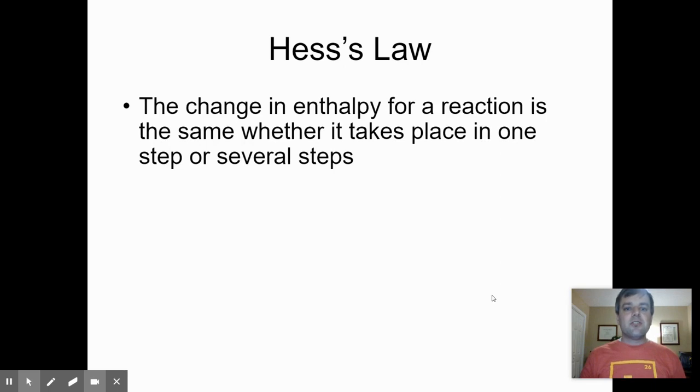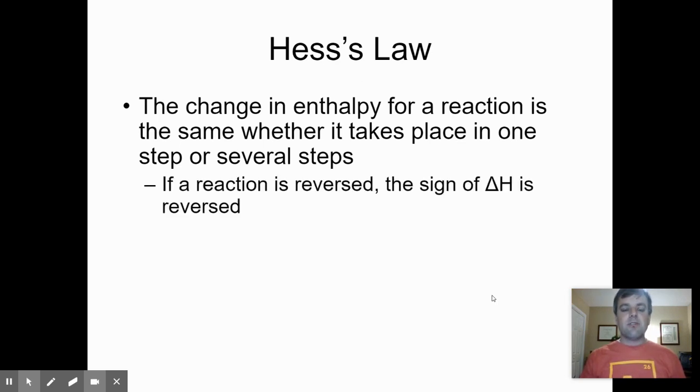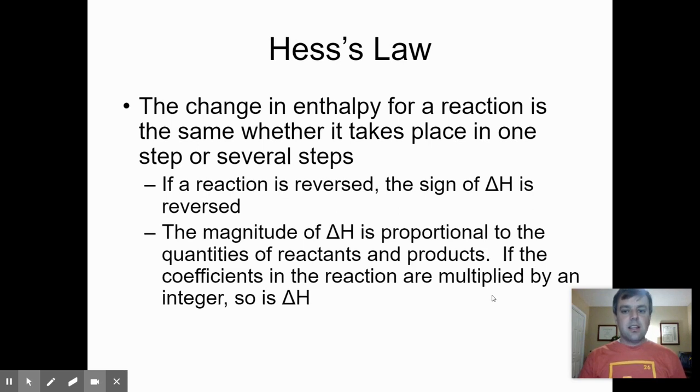So Hess's law: the change in enthalpy for a reaction is the same whether it takes place in one step or in multiple steps. If you reverse a reaction, then you change the sign of delta H. And the magnitude of delta H is proportional to the quantities of the reactants and products. If the coefficients are multiplied by an integer, so is delta H, because delta H is typically measured in kilojoules per mole. And if you double the number of moles, you double the amount of heat.